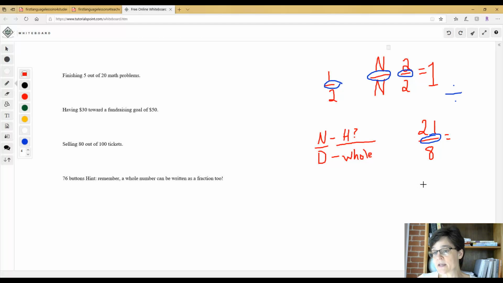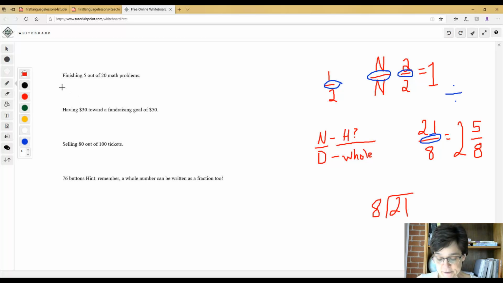So let's do that. 21 divided by 8. That means that 21's in the box. How many times does 8 go into 21? 2 whole times. How many is left over? Well, 2 times 8 is 16, so there'd be 5 left over. And then you have to use 5/8. So that means that this number, an improper fraction, means more than 1. Most fractions mean less than 1. Some mean 1. And some mean more than 1, if that makes sense.